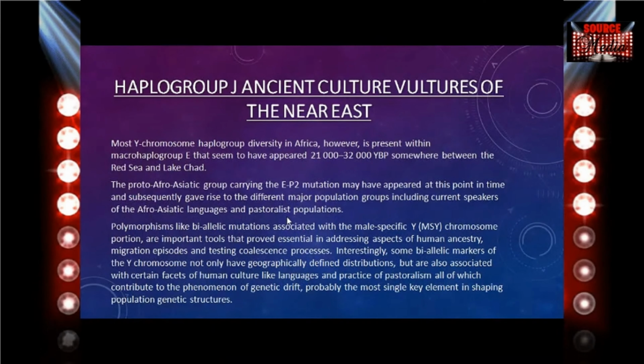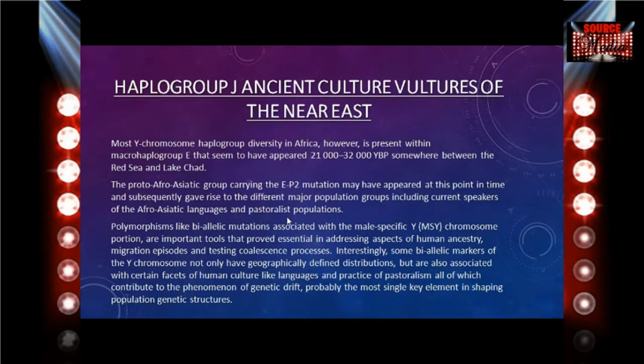Most Y chromosome haplogroup diversity in West Africa, however, is presented in macro haplogroup E, is seen to have appeared 21,000 to 32,000 years ago, somewhere between the Red Sea and Lake Chad. The Proto-Afro-Asiatic group carrying the EP2 mutation. And you can't make this up, bro. He spent the whole day arguing with us about this, but you can't make this stuff up, man. This is what the article says.